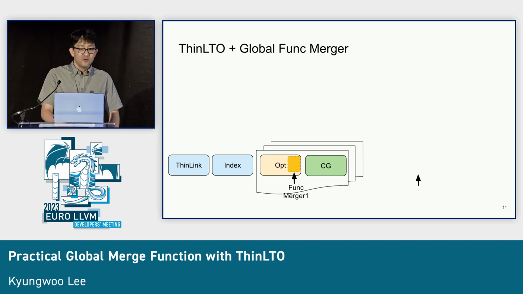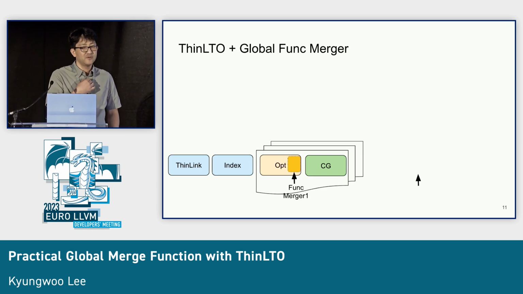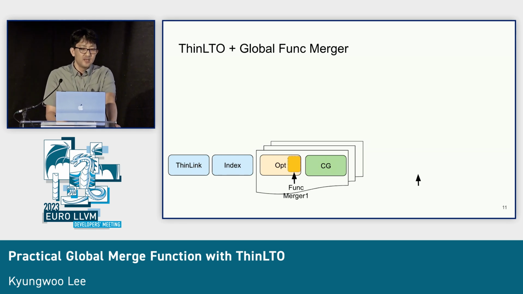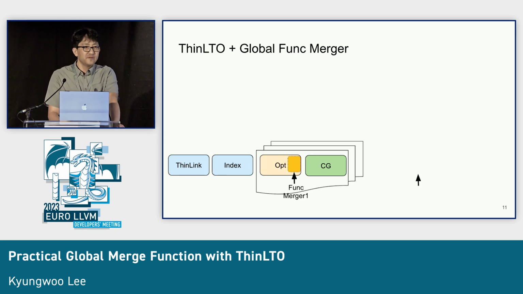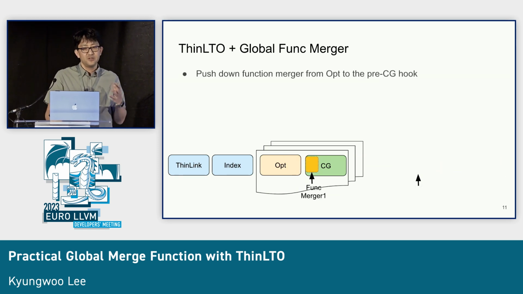So let me provide an overview of ThinLTO with the global function merger, which is the main topic of this presentation. We want to fit into the two-codegen-round framework, like the global outliner. But the function merger was located at the opt level. So what we try to do is push the function merger down to the beginning of codegen, which is the codegen hook. So now the rest is very similar.